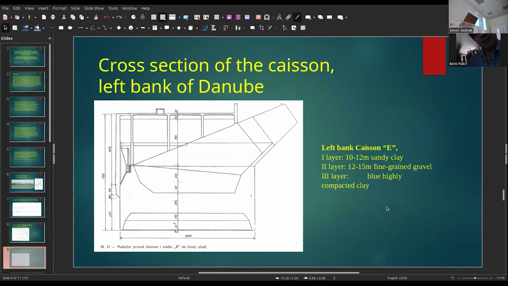This is the cross section of the left caisson, on the left bank of the Danube. The first layer of soil, 10 to 12 meters, is sandy clay. The second layer, 20 to 50 meters, is fine-grained gravel. And the third layer is blue, hydraulically compacted clay.